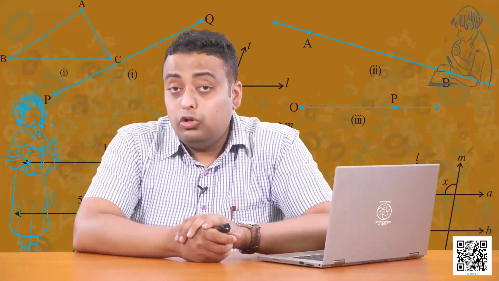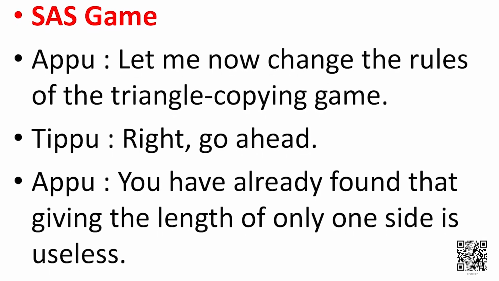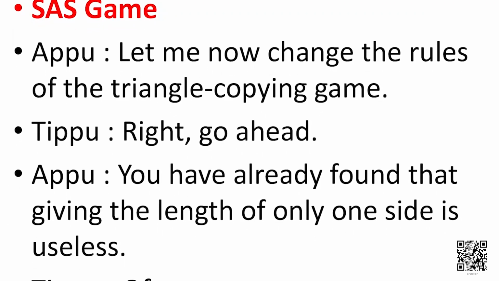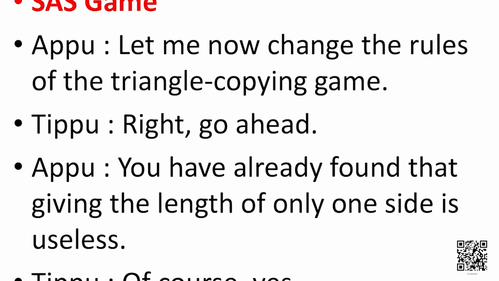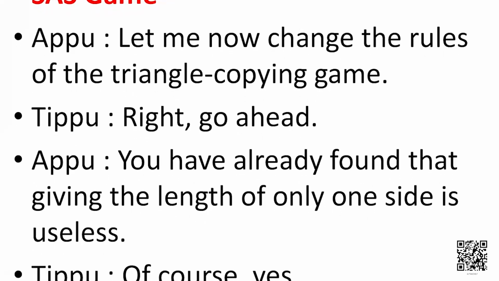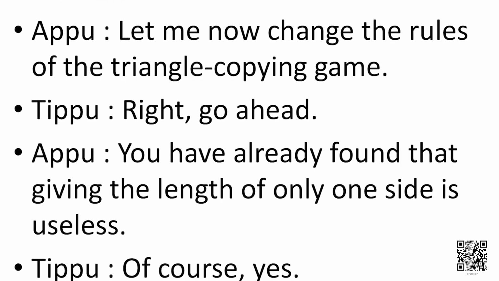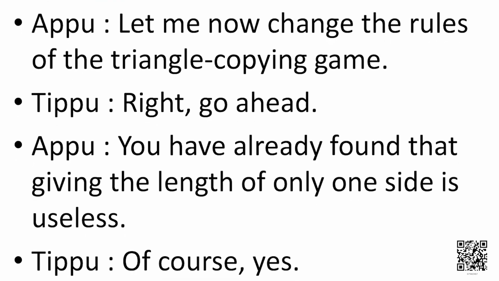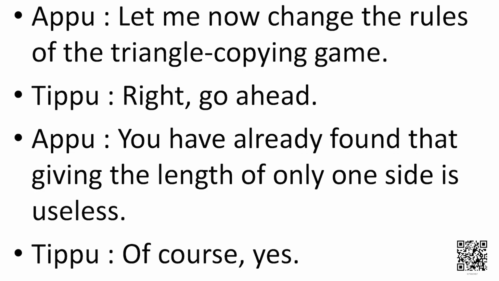Now students, on to another game. We still have 2 friends, that is Appu and Tipu. So Appu says to Tipu, let me now change the rules of the triangle copying game. Tipu said, right, go ahead. So Appu says, we have already found that giving the length of only one side is useless.